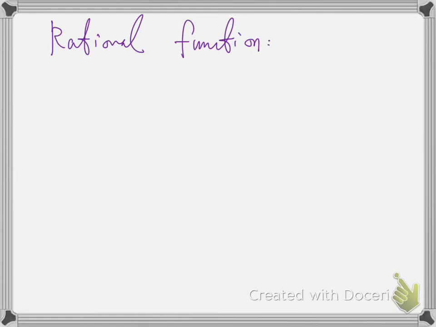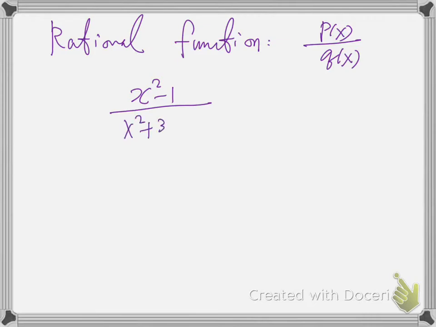Okay, so let's talk about rational functions. Rational functions means we have P(x) over Q(x), a polynomial over a polynomial. For example, we have (x squared minus 1) divided by (x squared plus 3x plus 2). So that's a rational function.